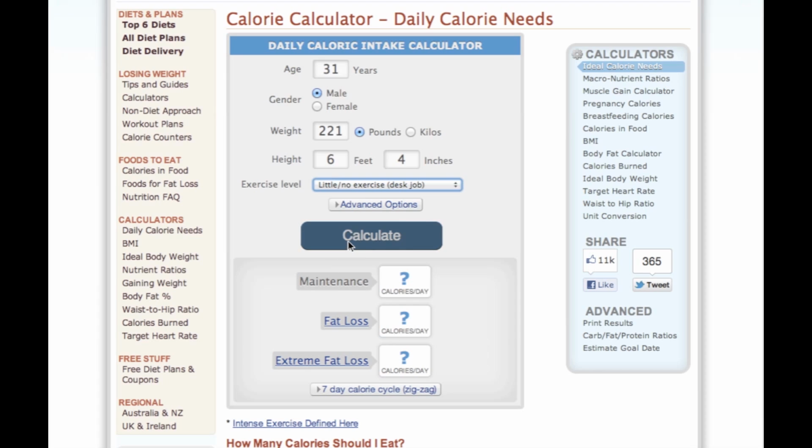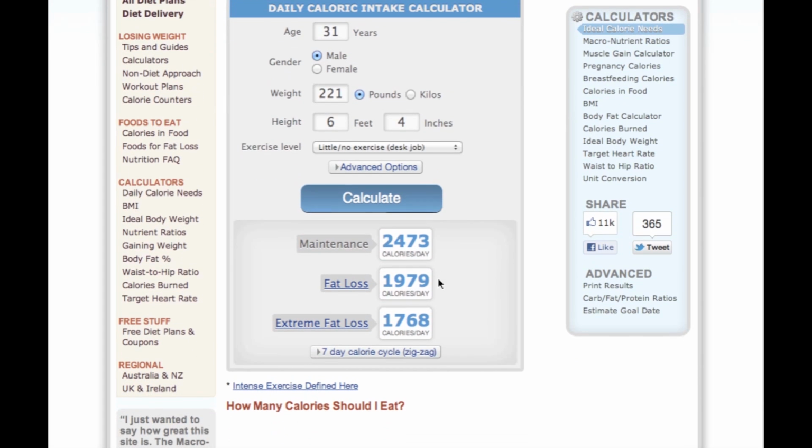Now, what I'm going to do from here is just hit calculate, and this is going to give me my maintenance level of calories. So, given my information and my activity level, if I were to take in that amount of calories per day, I should remain the same weight. That being said, my fat loss number here is just about 2,000 calories, and we're going to round up to 2,000 for the purposes of making this presentation easier going forward.